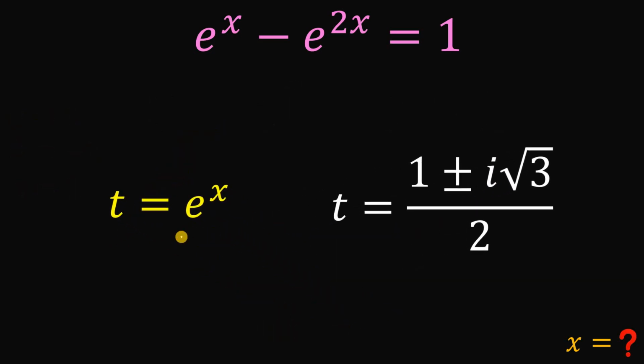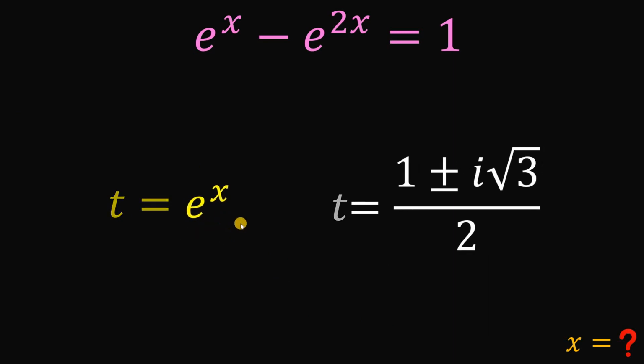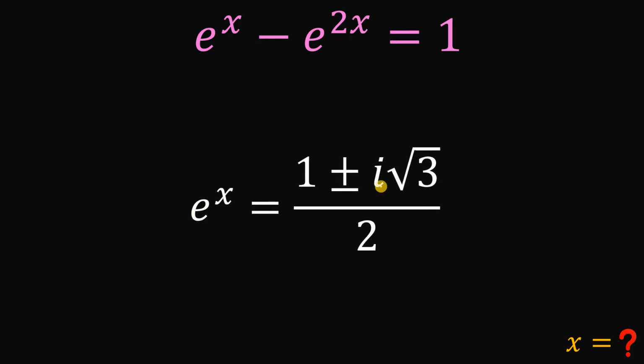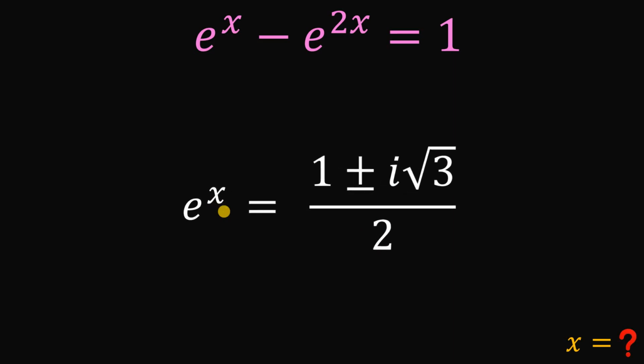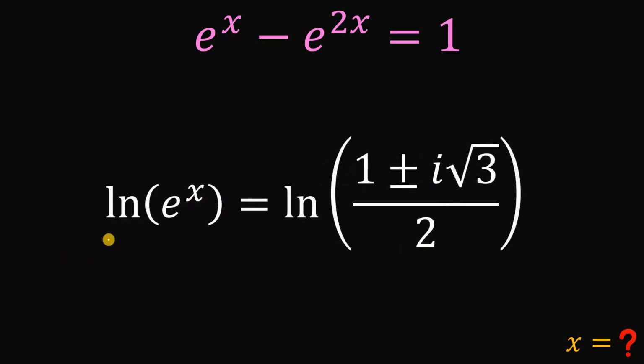And we know also that t is e raised to the power of x. So we can say that e raised to the power of x must be equal to 1 plus or minus i multiplied by the square root of 3, all over 2. Now at this point, to solve for the value of this variable x, what we're going to do is to take the natural log on both sides. Because we will use some properties of natural log. So take note, when we have ln of b raised to the power of a, we can pull out this exponent a and put it in front. So we have a multiplied by ln of b.